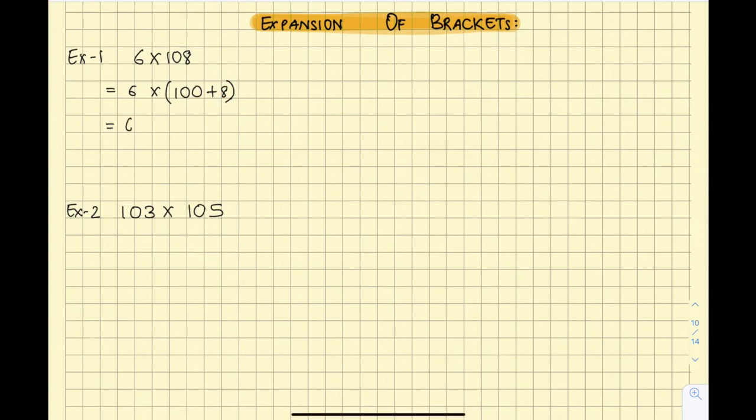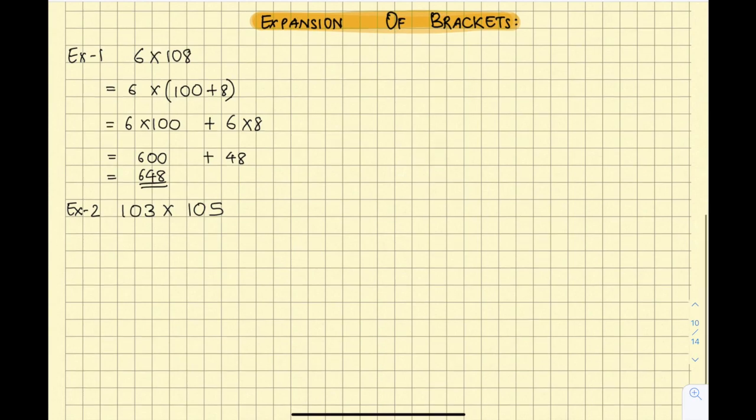So here what I will get is 6 multiplied by 100, this plus as it is, and again 6 multiplied by 8. So 6 multiplied by 100 gives 600 plus 6 8s are 48. And when we add both of them, we get 648. Then the next example which we have is 103 into 105. So 103 again is a bigger number and 105 is also a bigger number. We just break both of these numbers into hundreds. That is 100 plus 3 multiplied by 100 plus 5.